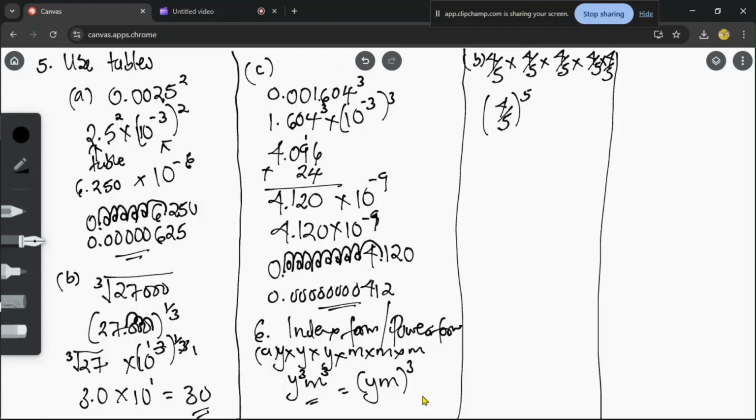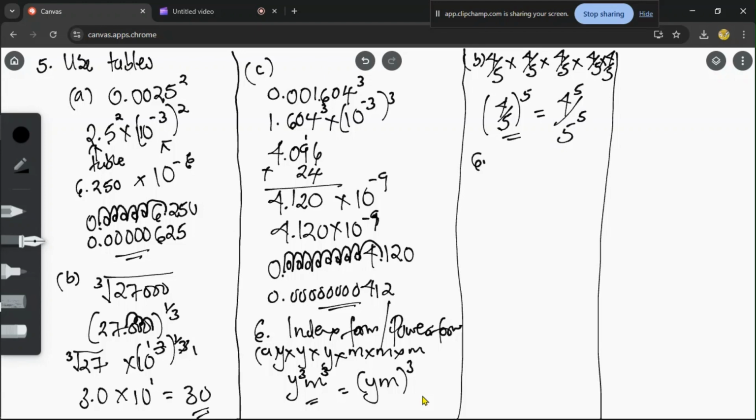These brackets are important because if you don't put them, it means that 4 is the one that only appears 5 times, and that is not the case. All of it. You can simplify by saying 4 raised to power 5 and also 5 raised to power 5. But this is the best way to leave your answer.